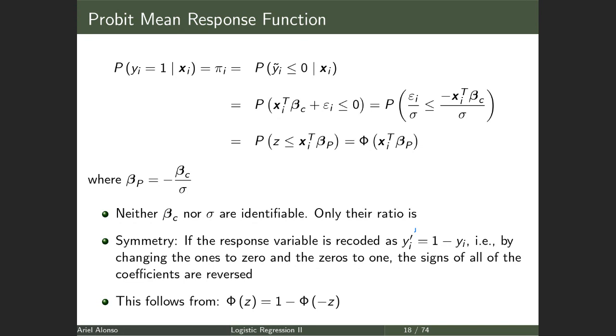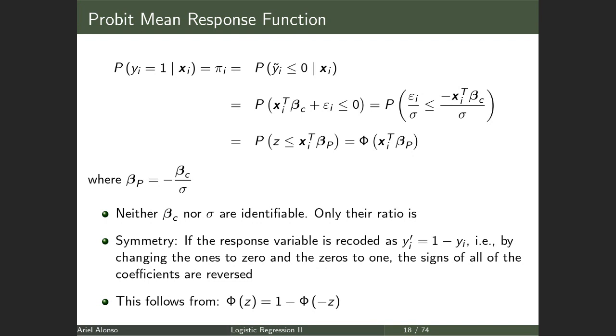You just recode the variable. Then the only thing that is going to happen in your model is that the coefficients will change their signs. So what was positive will become negative, what was negative will become positive. That's it. And that's called symmetry. And that follows from this very nice property of the cumulative distribution of a standard normal.